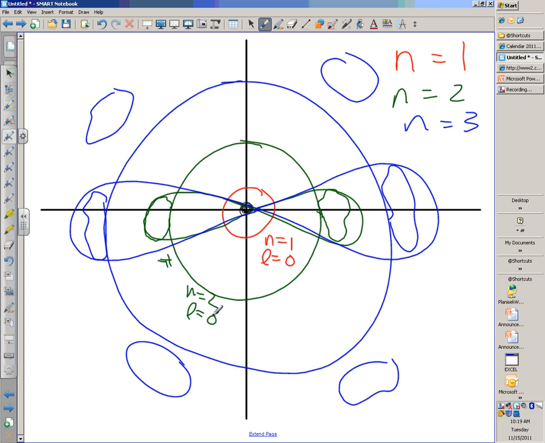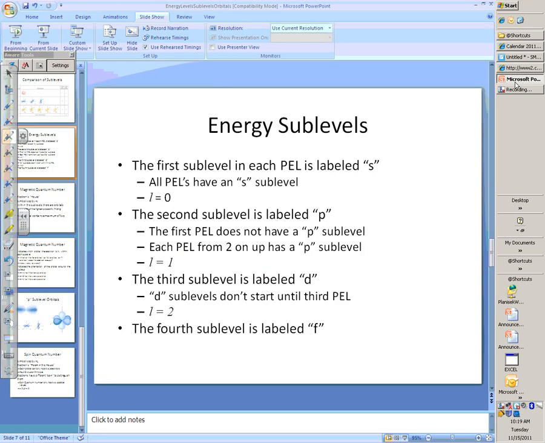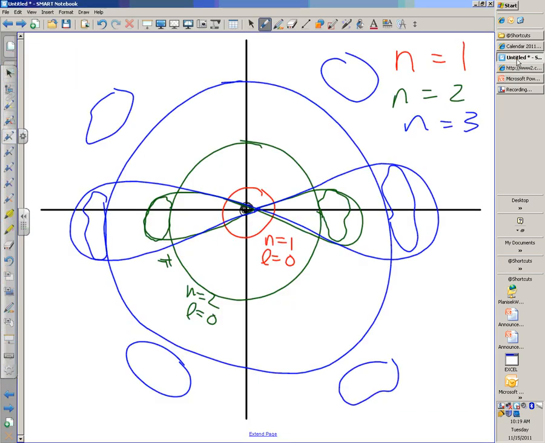Now, how do we label the figure 8? Okay, now with the figure 8s, we said that P sublevels, which are the figure 8s, are labeled with L equals 1. So if we take this figure 8 right here, what n level is it in? It's still n equals 2, but now what kind is it? The figure 8, we said, is labeled with L equals 1. Does that make sense?